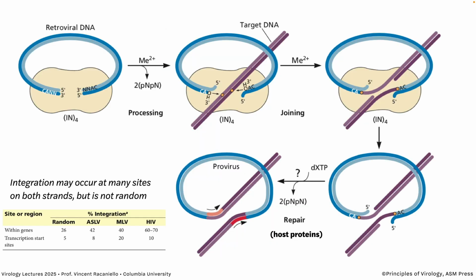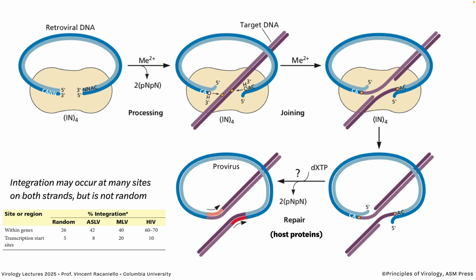And here's how integration occurs. Integrase (IN) is a tetramer. It binds to the retroviral DNA, binds to the ends. It takes off 2 bases from each end. You can see here we've taken off from the 3' end 2 bases here and here. And then we have our host DNA in purple, which is also bound to the integrase.